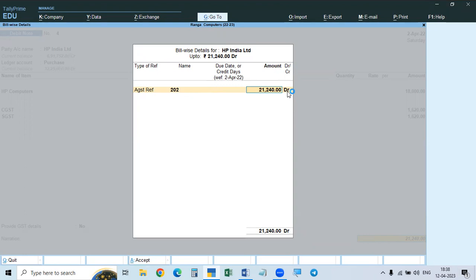A credit note will be issued by the creditor generally, so his account is to be credited. That's why it will show credit. For a debit note, it will show debit. For a debit note, it's okay. When you're showing a credit note, you must be careful, I will tell you.